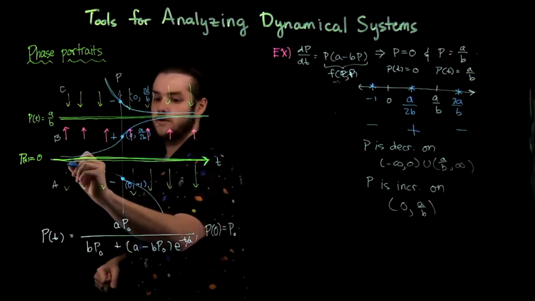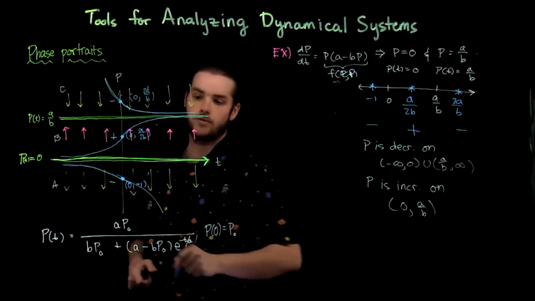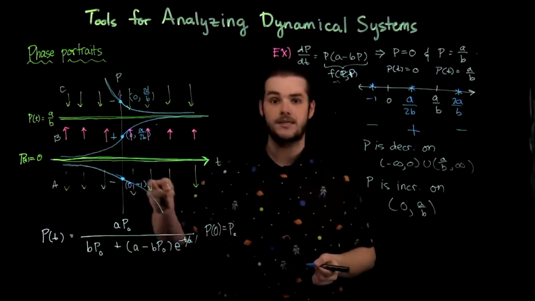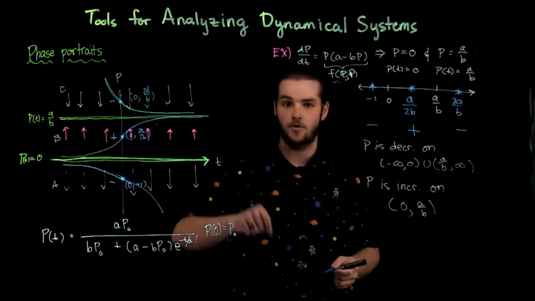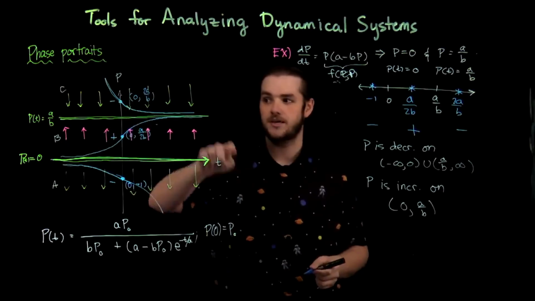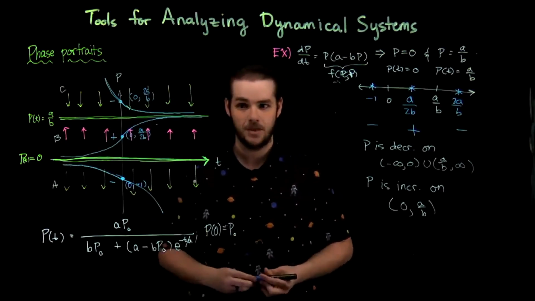Here, I might trend toward that nullcline here, but notice I'm still decreasing the whole way out here. I'm still increasing in the whole red region. I'm still decreasing in all of region C.